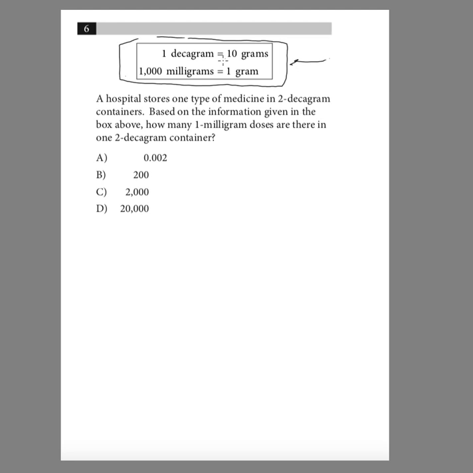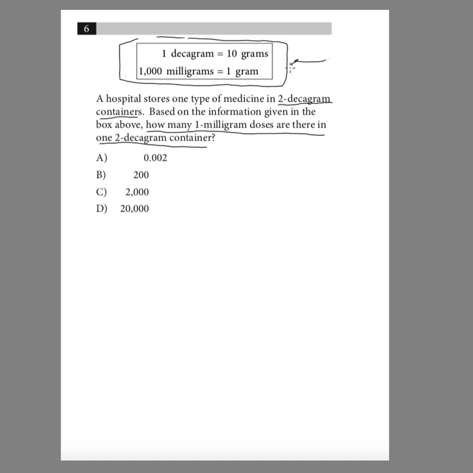And once we've looked at this, we're gonna look at the question now. It says a hospital stores one type of medicine in 2 decagram containers. Based on the information given in the box above, how many 1 milligram doses are there in one 2 decagram container? All right, and so it kind of gives us the conversion chart right here.